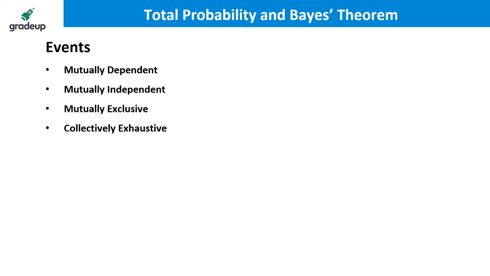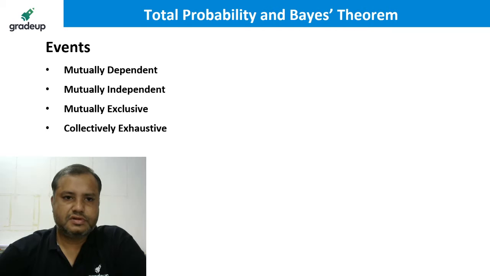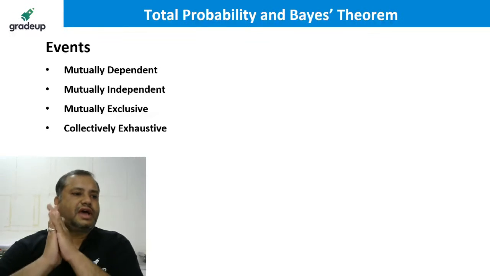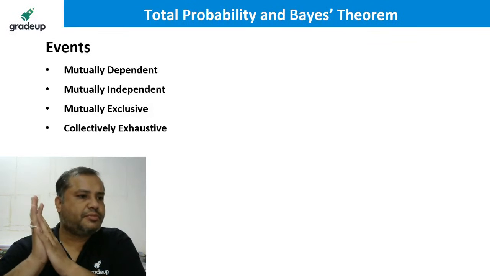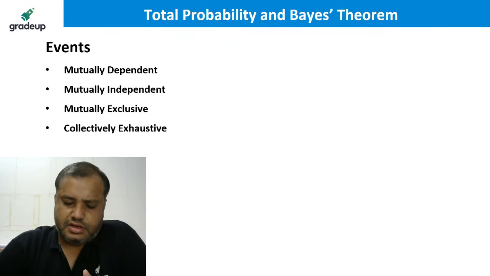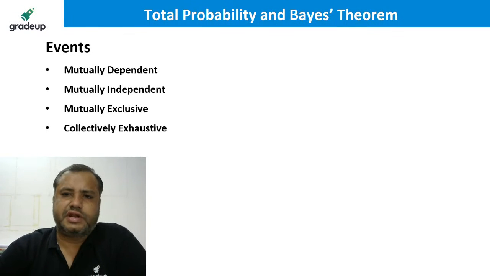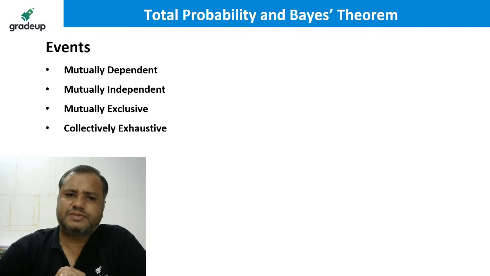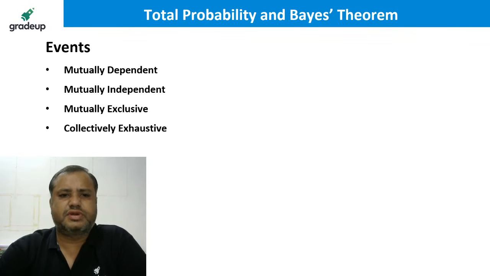So I will start the session. The entire probability can be split into two parts. One is the organized approach and another is the unorganized probability. So unorganized probability involves the concept of events, total probability, and Bayes theorem.